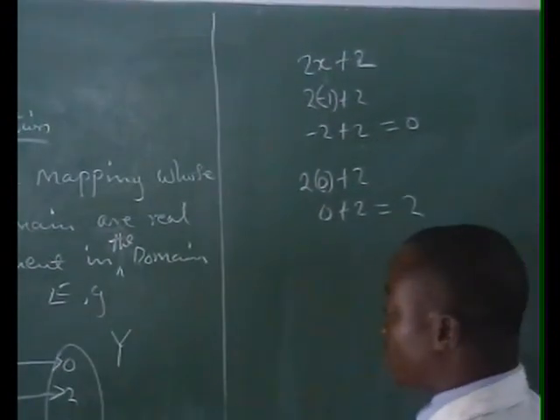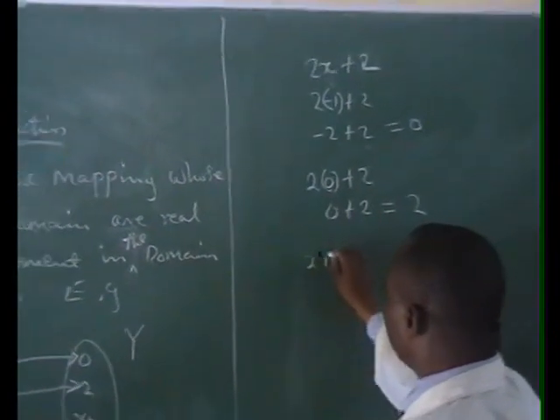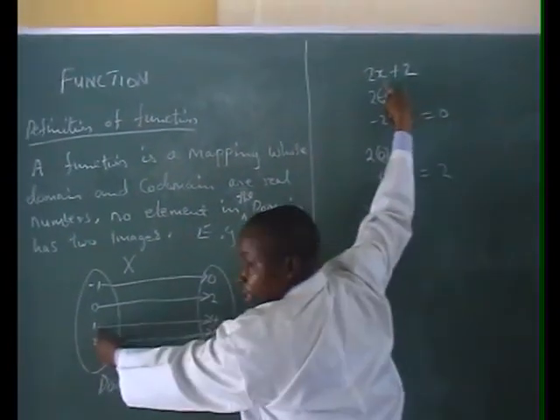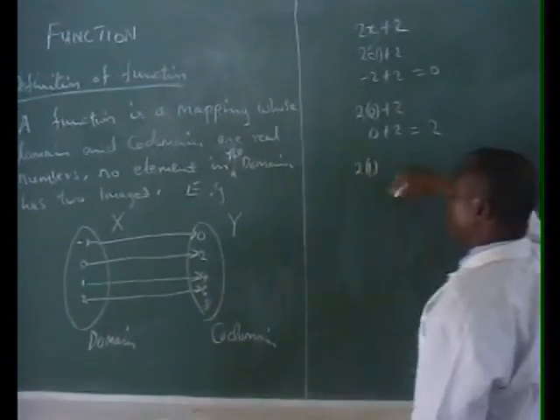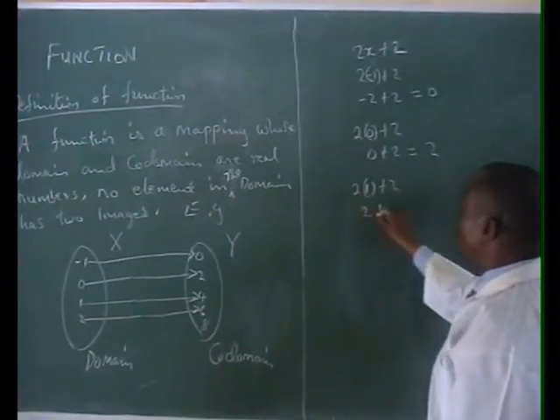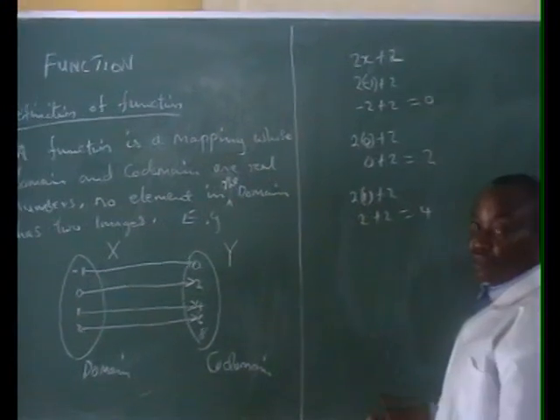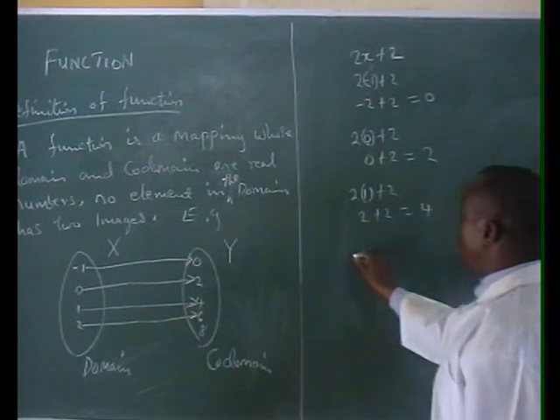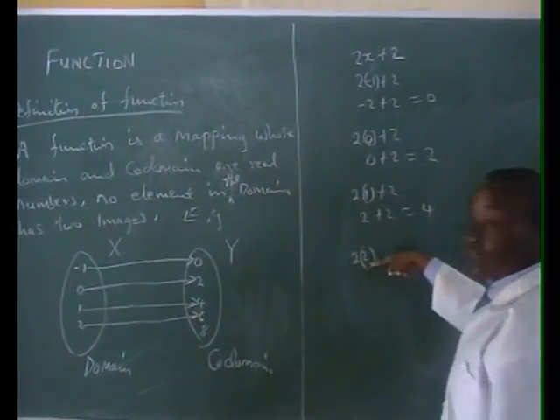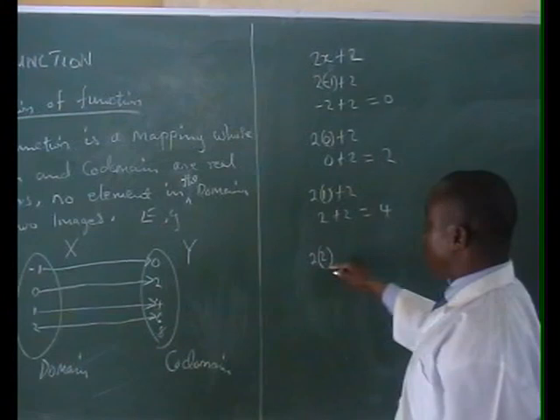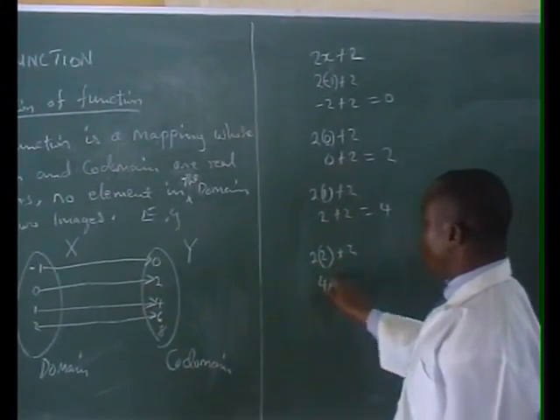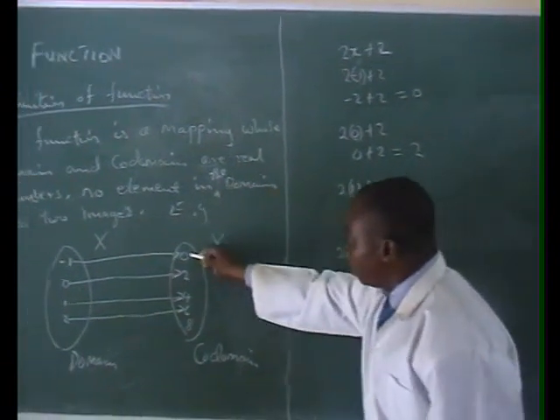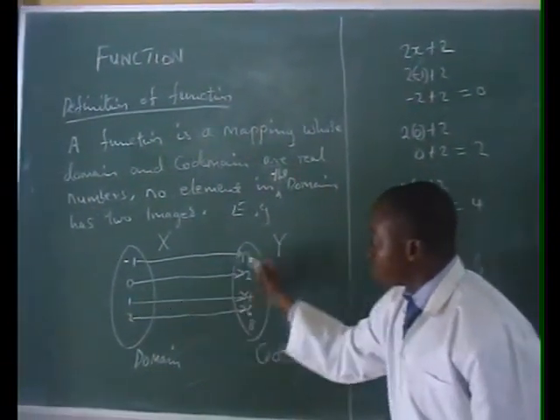Now, let me put 1 in the place of x, because the x element has 1 here. So 2 times 1 plus 2 is 2 plus 2, which is 4. Now, this one is 2. I put 2 in the place of x, so 2 times 2 is 4, plus 2, I will have 6.